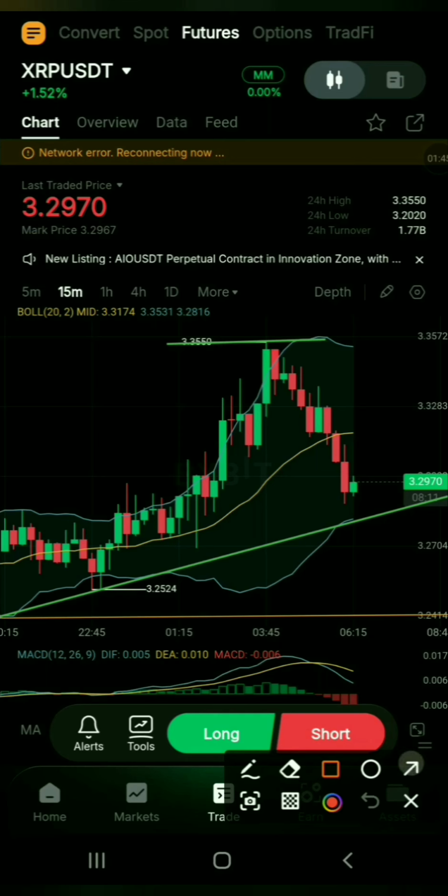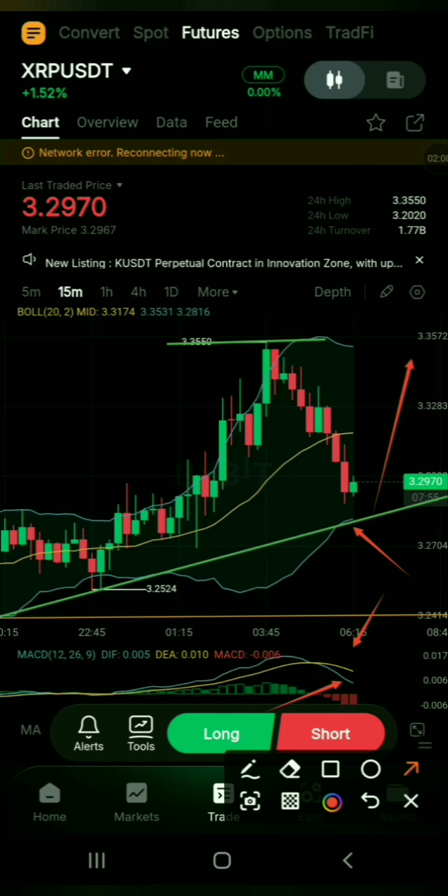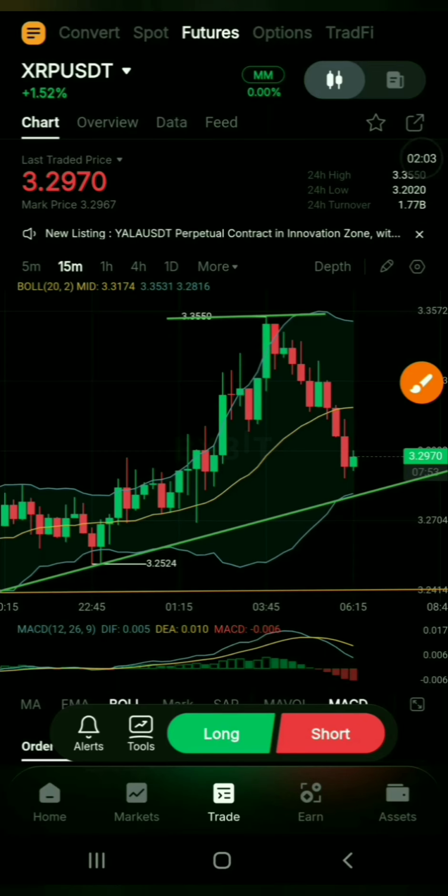Only then can I start looking at my signal line and the MACD line to get a crossover and then enter when the price is at the lower band, so that it can drive me back up and then I can make profit by longing the position of this XRP USDT.